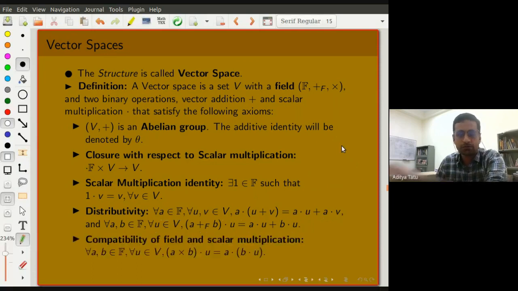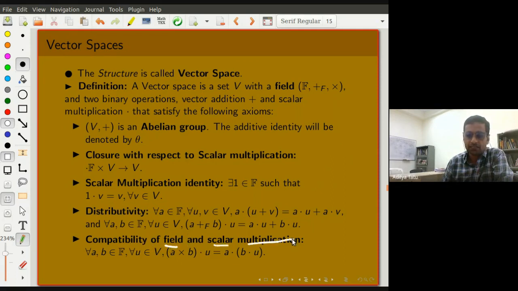Now one more property, compatibility of the field and scalar multiplication. That means if I take any two arbitrary elements A and B from the field F and take an arbitrary vector U, if I first do a field multiplication of A and B in order to get a new element of the field, and then perform a scalar multiplication with U, I should have the same thing as first doing a scalar multiplication of B with U, with which I can perform yet another scalar multiplication with the element A from the field.